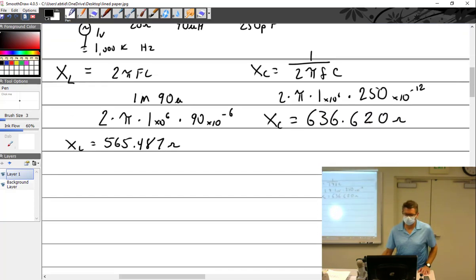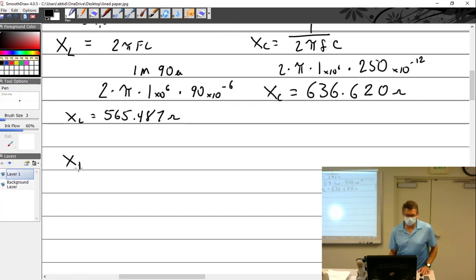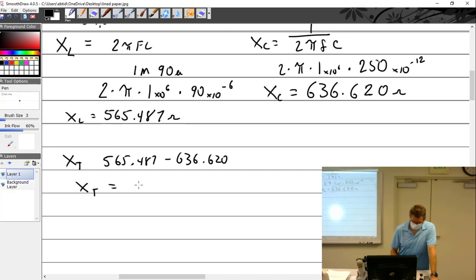Now what? Yeah, let's go ahead and get X total on here. So 565.487 minus 636.620. So X total equals... so what does that mean? That's why I picked this one. It's a capacitive circuit. As long as the resistance doesn't beat it, it is capacitive now.